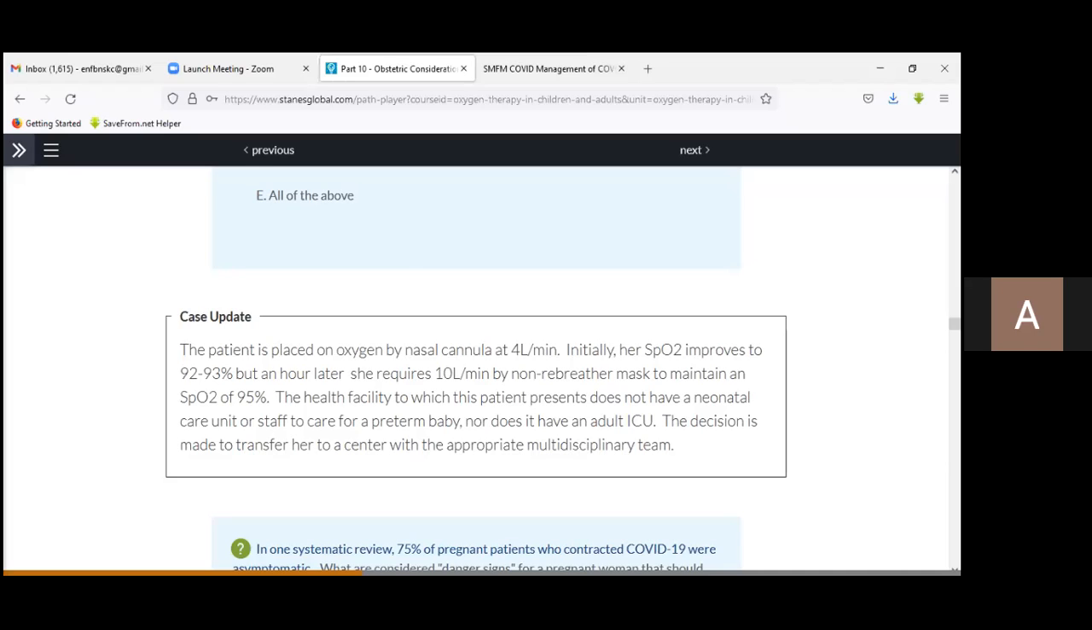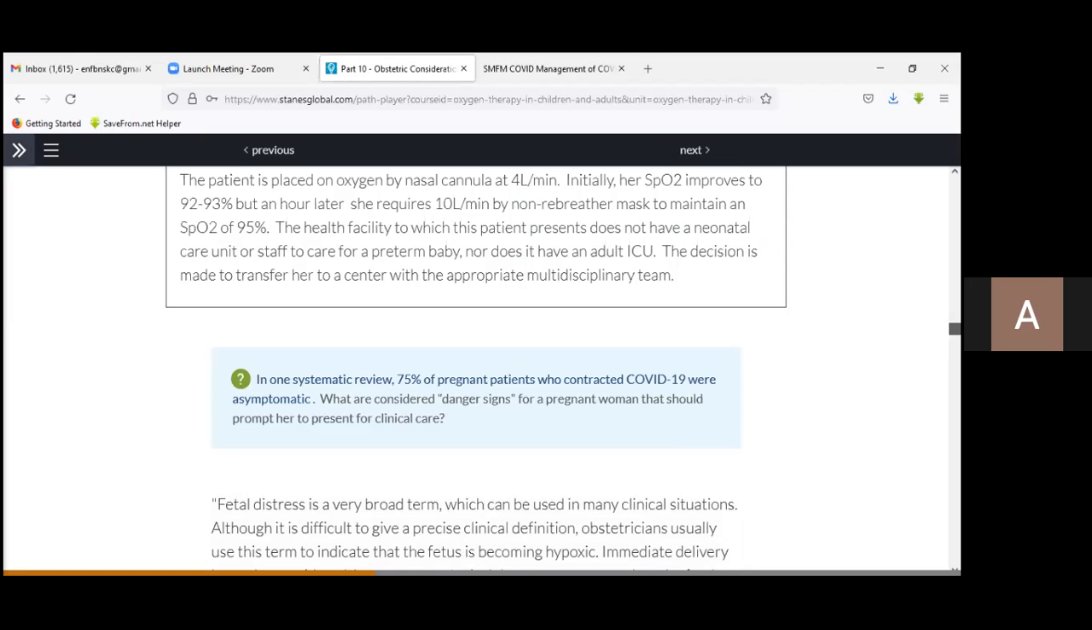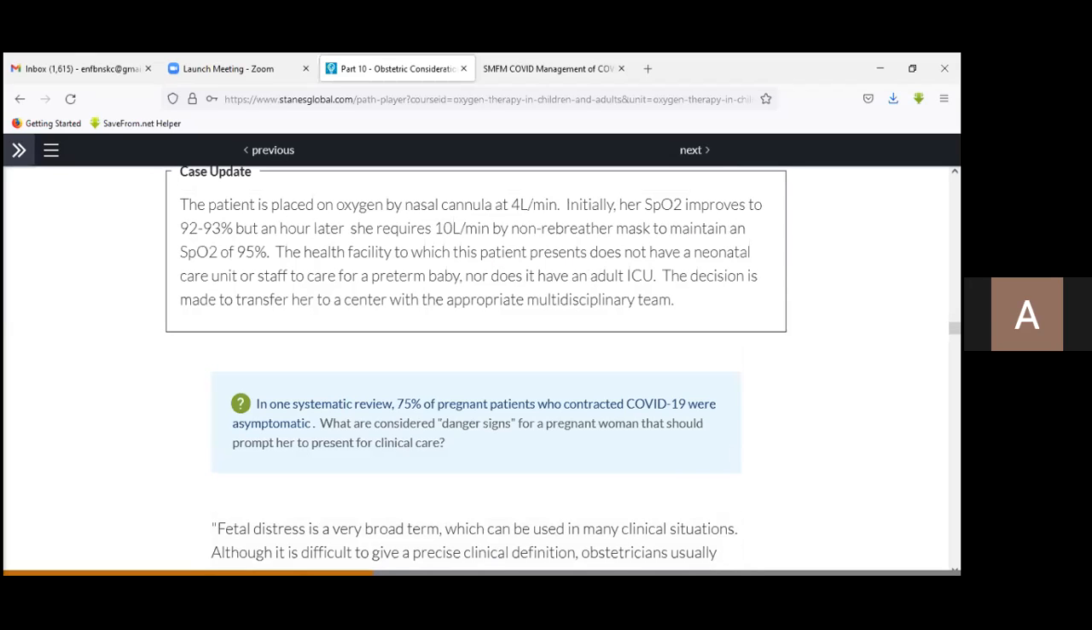The health facility to which she was admitted does not have a neonatal care unit or staff to take care of a preterm baby, nor does it have an adult ICU. The decision is made to transfer her to a center with the appropriate multidisciplinary team. So there are things we need to know on this. Let me call Dr. Irene to help us with this section.